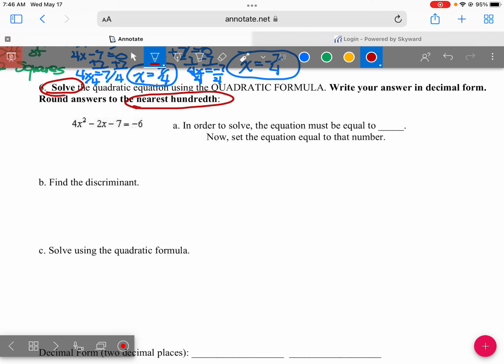In order to solve, the equation must be equal to what again? 0. So looking at this, it's not equal to 0. I need to move that negative 6 to the left. How would I do that? Jeremiah, how would I move negative 6 over to the other side? Add. Add 6 here. 6's cancel out. I get 4x squared minus 2x, and a negative 7 plus 6 is minus 1. So now my A is 4, my B is negative 2, and my C is negative 1.